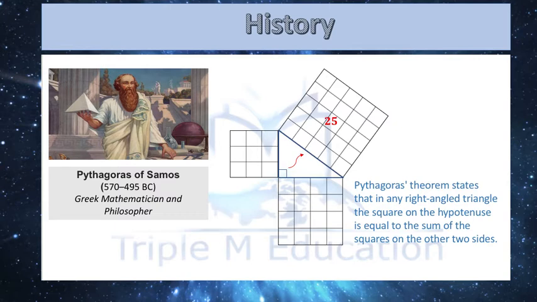So in this case, you can see that if we draw a square on our longest side, i.e. the hypotenuse, the side opposite our right angle, the area of that square is 25 units. If we draw squares on the two shorter sides, we have 9 units and 16 units. So you can see that 25 is equal to 9 plus 16. Another way of writing that is 5 squared is equal to 3 squared plus 4 squared.